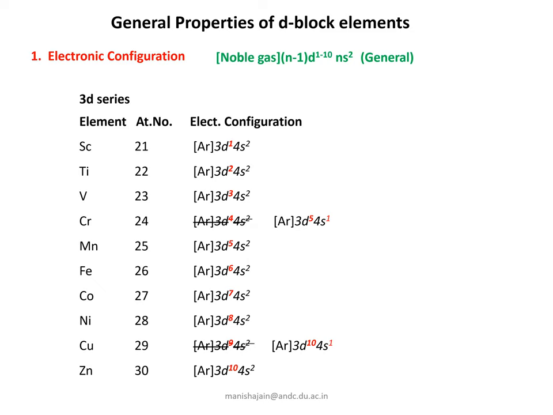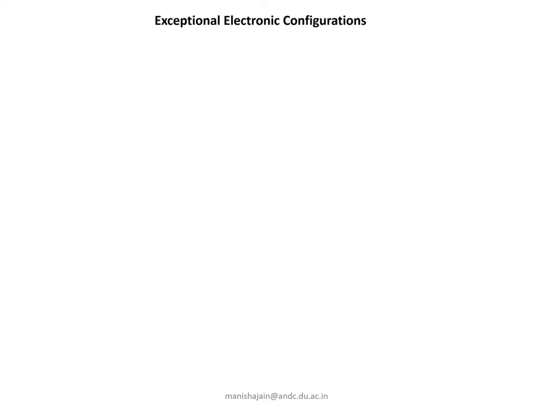So let's have a look. Let's see some of the exceptional electronic configurations observed in 4d, 5d transition series as well. The first one is group 5. Group 5 is your vanadium group because there are 3d electrons. Vanadium does not show any anomaly in the observed configuration.